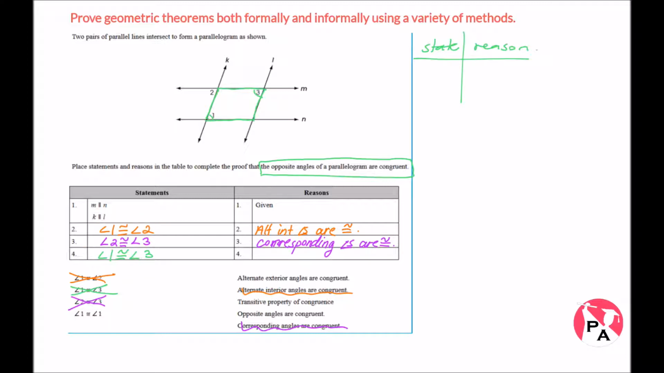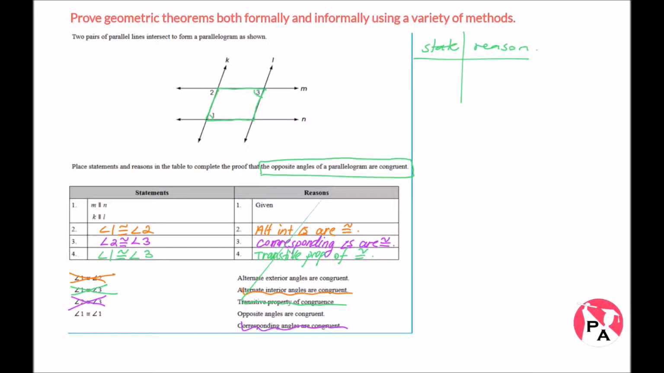Now, the last reason is going to be about these 2 statements. If you go over these, angle 1 is congruent to angle 2, and angle 2 is congruent to angle 3. So this leads us to angle 1 and angle 3 are congruent. It's right here. And the reason is, when we combine these 2 statements, because of the transitive property, we can say that angle 1 is congruent to angle 3. Transitive property of congruency.